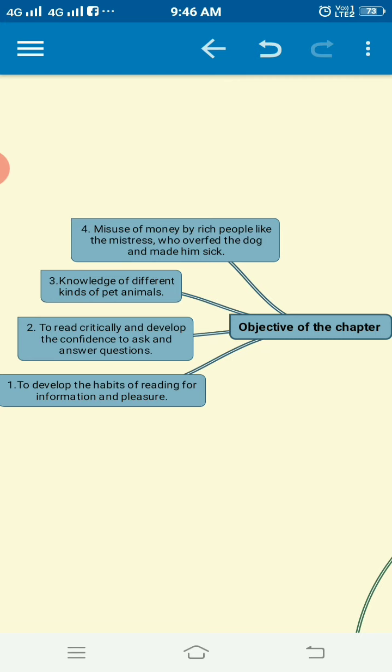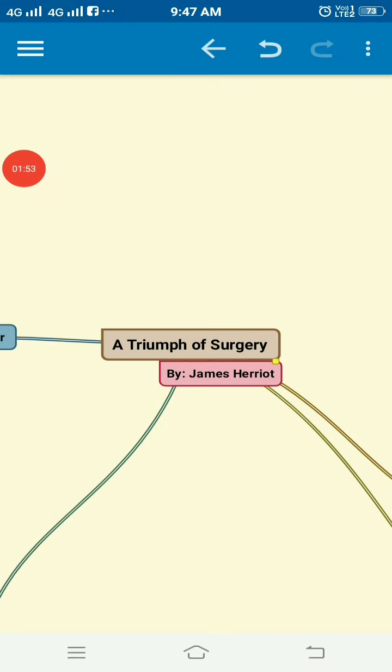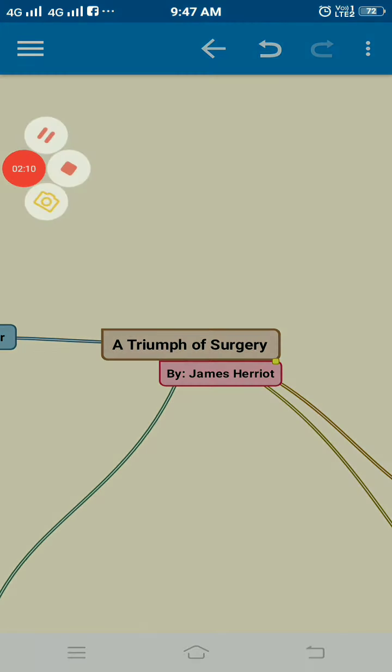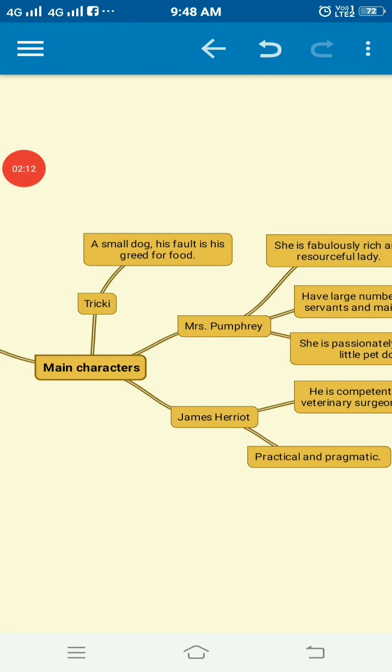So let us now discuss the title of the chapter. The title of the chapter is A Triumph of Surgery. Triumph means victory, and surgery, as you all know, means an operation. But here, surgery refers to a hospital, especially a veterinary hospital. So, triumph of surgery means the victory over the surgery. Now, we'll try to find out after reading the chapter how this victory was gained by the writer.